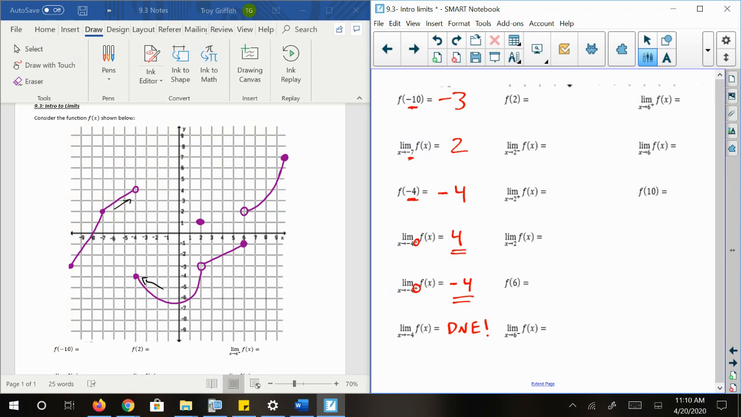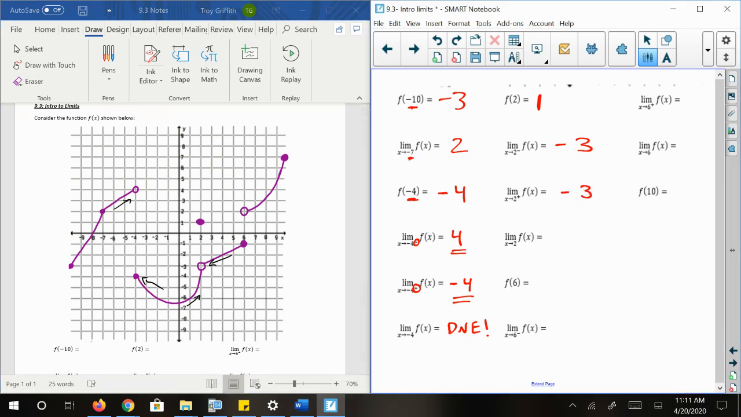All right, next one, f of 2. So when x is 2, what is y? I've got an open circle and a closed circle. I got to take the closed circle. So when x is 2, y is 1. And then we once again ask the left and right limits. As we approach from the left side, we are approaching a y value of negative 3. And as we approach from the right side, we are also approaching a y value of negative 3.